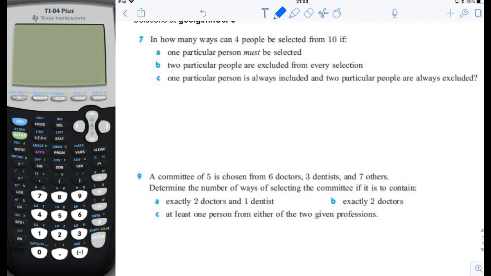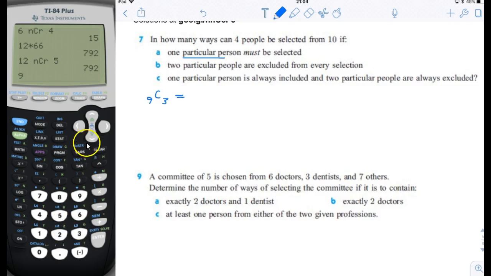Okay, so this was similar to the last problem we did with the team and the captain, for example. If one particular person must be selected as part of the 4 people, then actually what we're doing is 9 choose 3, because the 10th person is already designated as part of the team. So the only thing that varies are the other 3 members of the team. So we'll do 9 choose 3. We'll do it on the calculator.